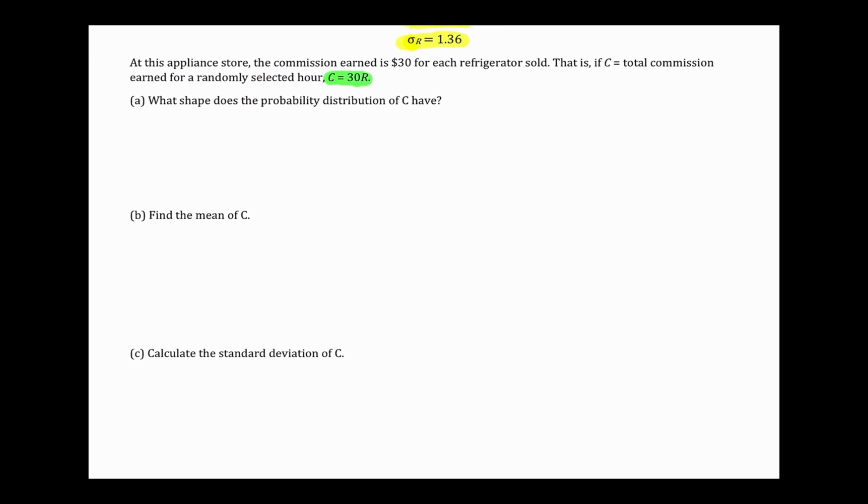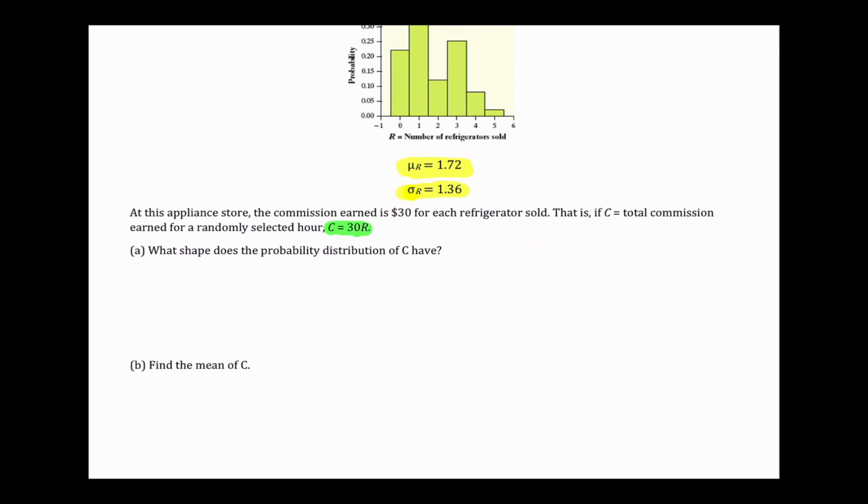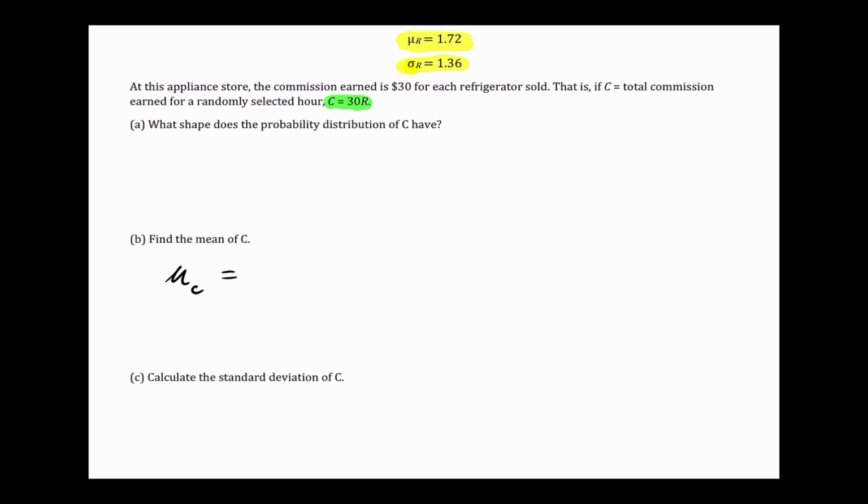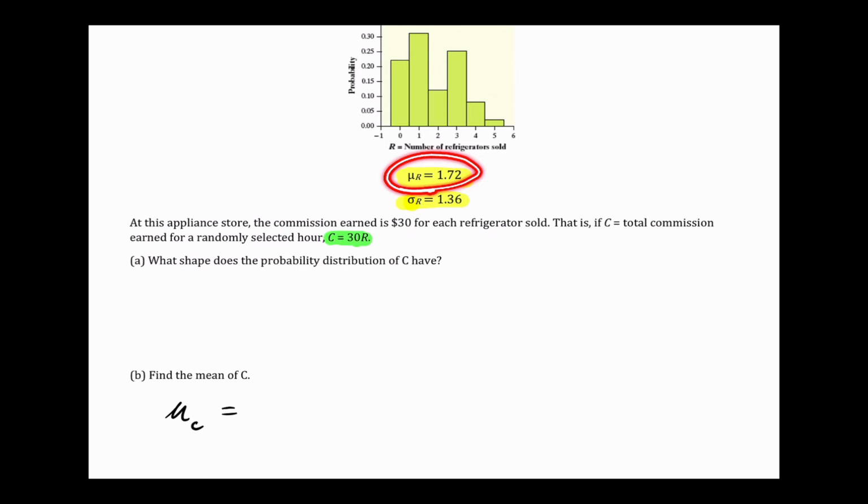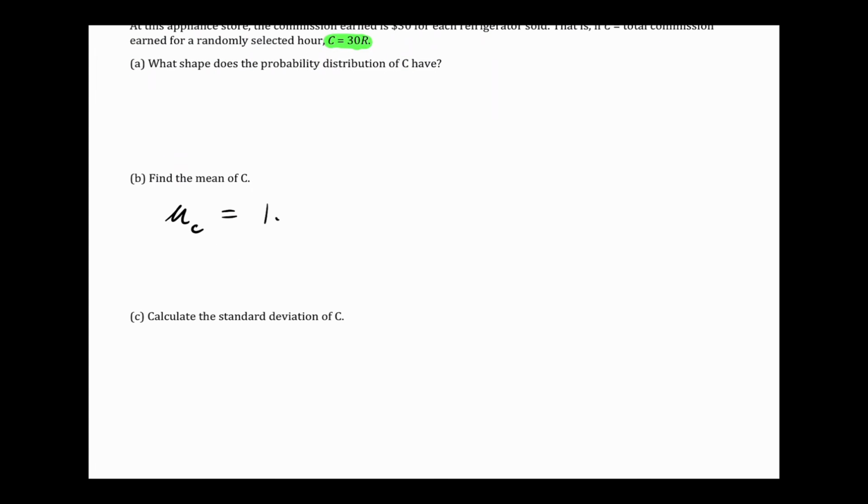You know what? Let's do that one last. Let's do B first. How do I find the mean of C, the expected value of C? You take the old one, right? Because it said right here, C is just 30 times R. This is the average for R. You take the old average and multiply it by 30. They would average 1.72, right? Well, if you make $30 for every one sold, you're just going to multiply that times 30. That's how much you're going to average in commission.